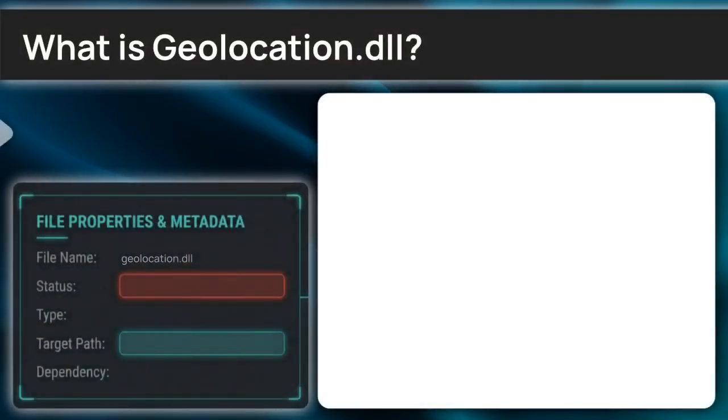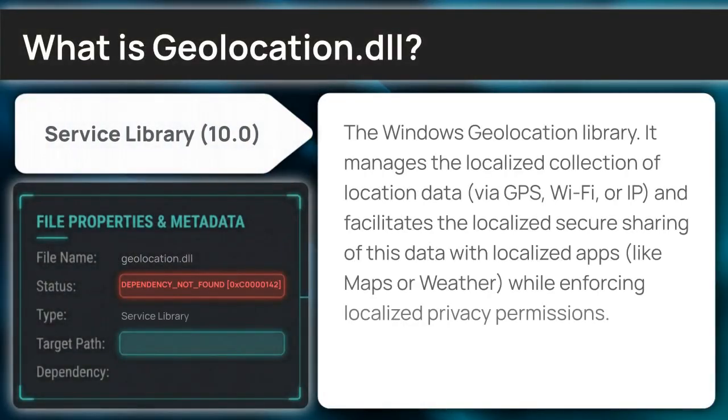This is the Geolocation Library, the Windows Geolocation Library. It manages the localized collection of location data via GPS, Wi-Fi, or IP, and facilitates the localized secure sharing of this data with localized apps, like maps or weather, while enforcing localized privacy permissions.